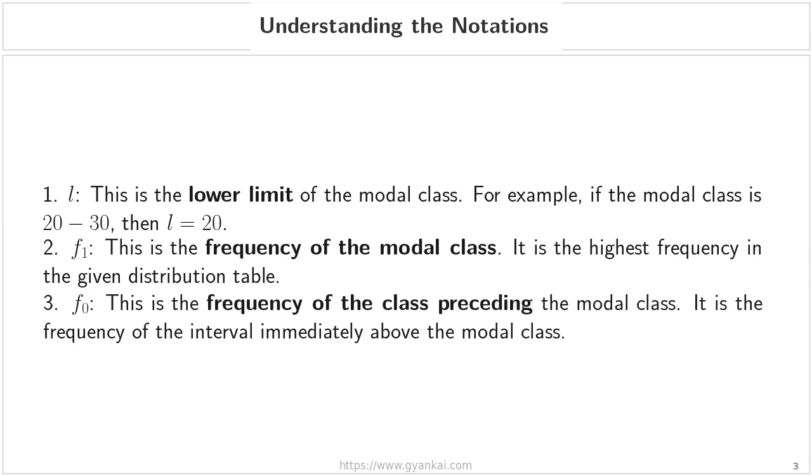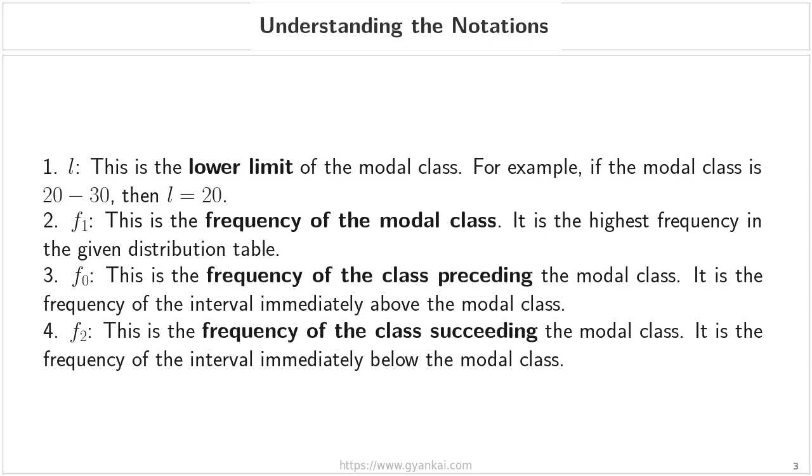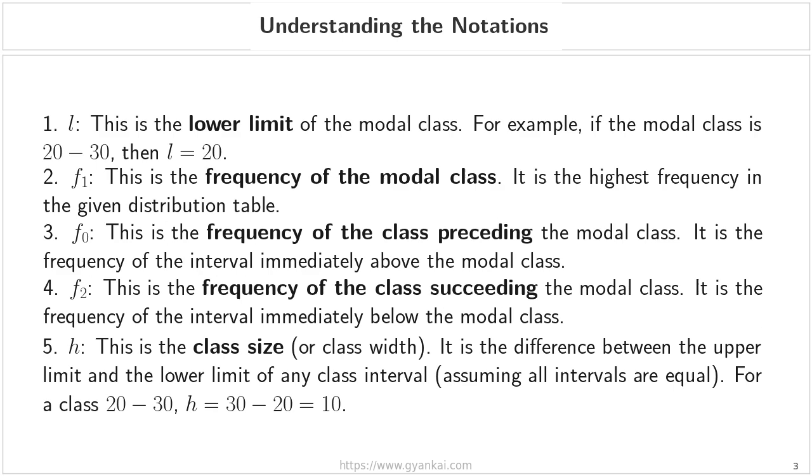Third, we have f sub 0. This is the frequency of the class preceding the modal class. In simpler terms, it is the frequency of the interval that comes immediately before your modal class in the table. Fourth, we have f sub 2. This represents the frequency of the class succeeding the modal class. Just like the previous one, but in the opposite direction, this is the frequency of the interval that comes immediately after your modal class.